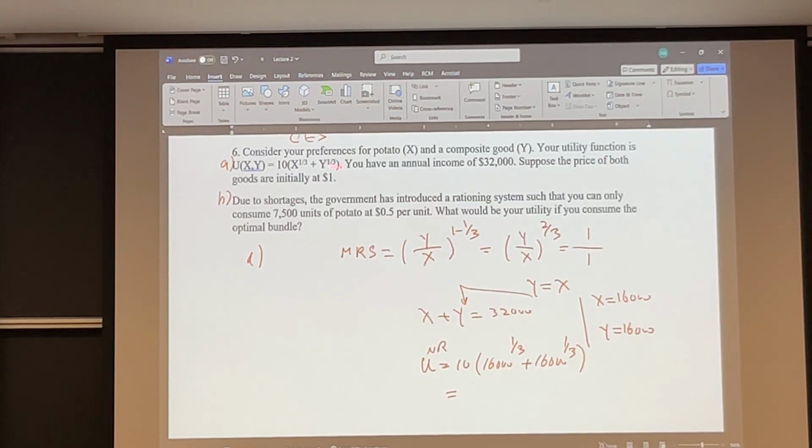I took this, plug it in the utility function. That's the satisfaction the consumer gets at the optimal bundle before rationing arrives. How much is it? I need this number because we need to compare it with rationing, then graph it. How much do you get? Anyone? I need the number. 504. This individual gets 504 utils from that bundle.